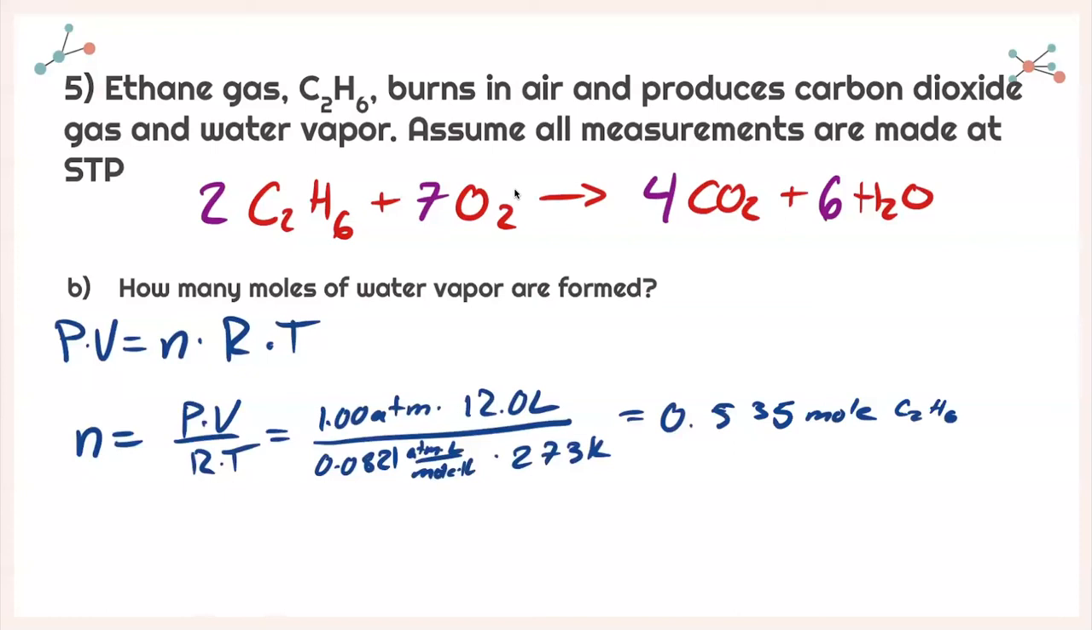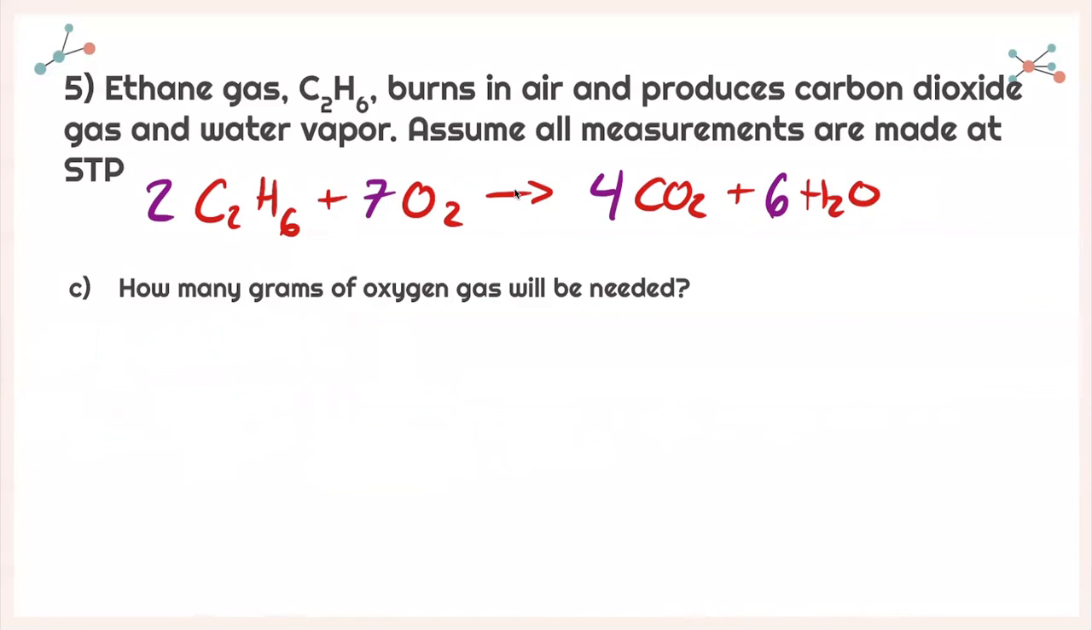Looking at my balanced chemical equation, it says that for every 2 moles of ethane, I'm going to make 6 moles of water, which is 3 times as much. So I'm just going to multiply whatever I got here, 0.535, times 3. I'm going to end up with 1.61 moles of water.